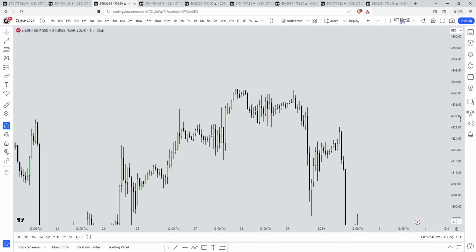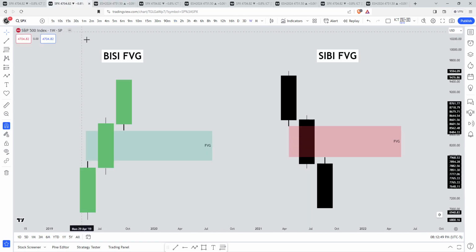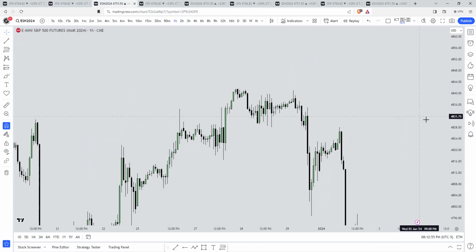I want you guys to take a look at this chart. If you're new and you haven't been trading ICT for a while, just try and look for those signatures in price action that we just talked about, a bullish fair value gap or a BISI, and then a SIBI or a bearish fair value gap. So pause the video real quick and see if you could find any examples on your chart.